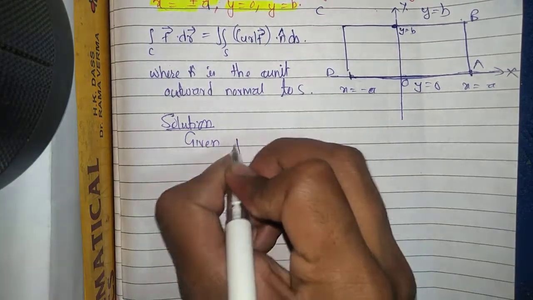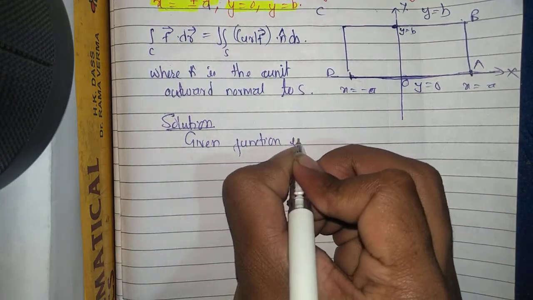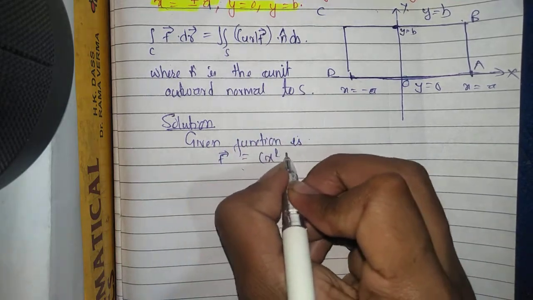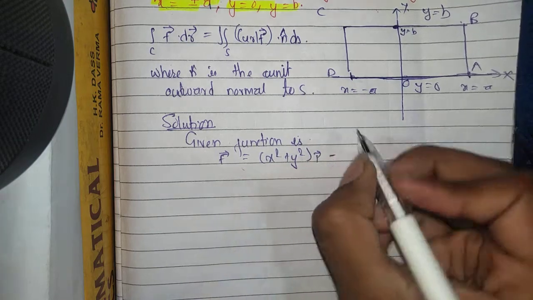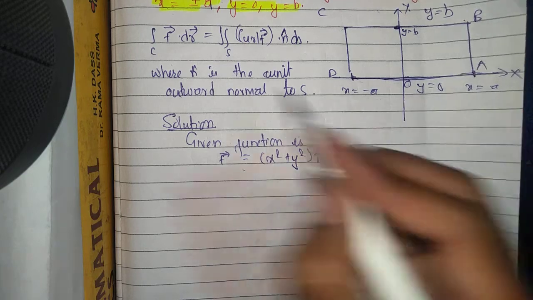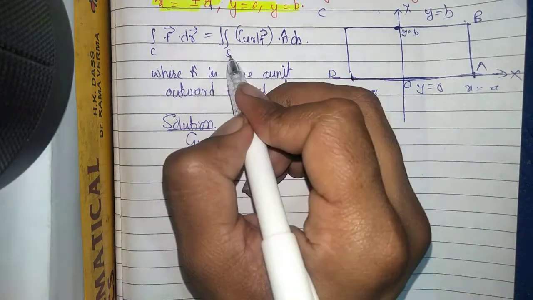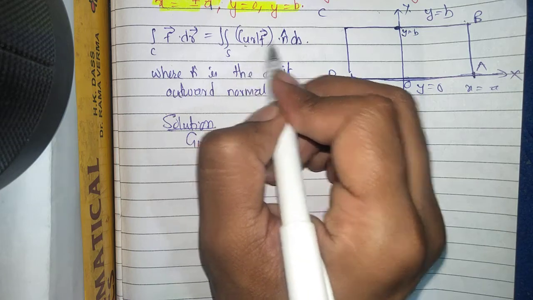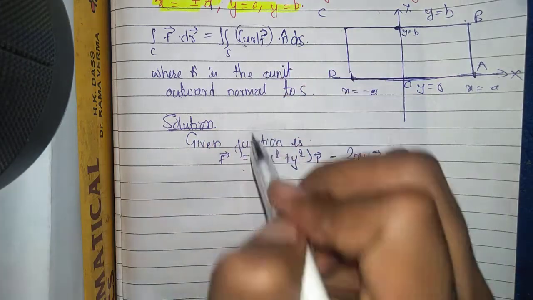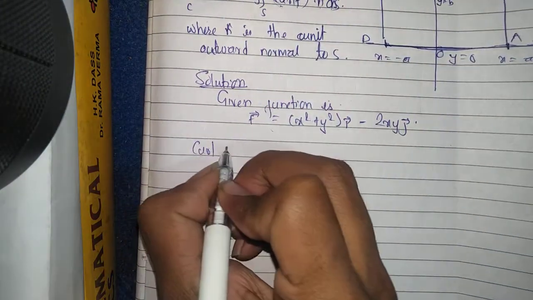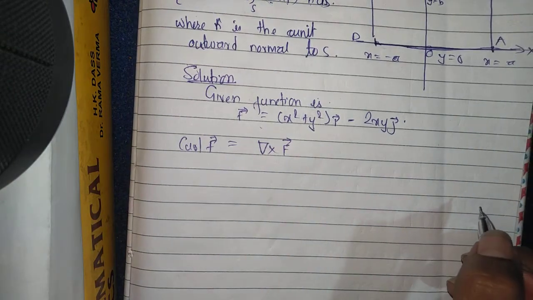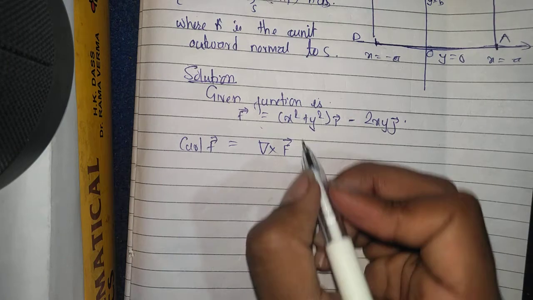Given function is F vector equals (x² + y²) i vector minus 2xy j vector. So now let us start from the right hand side, that is the surface integral of curl F vector dot n cap dS. So at first let us find the curl F. Now curl of F vector is given as del cross F vector. Okay, now let us change it into the determinant form.